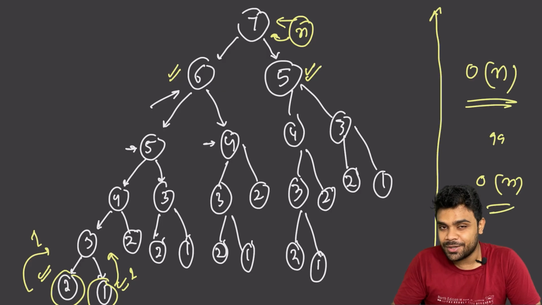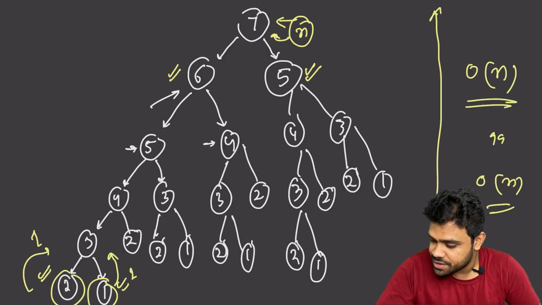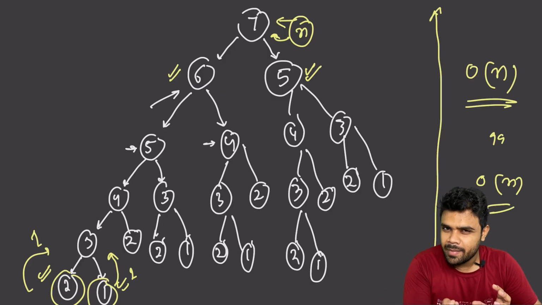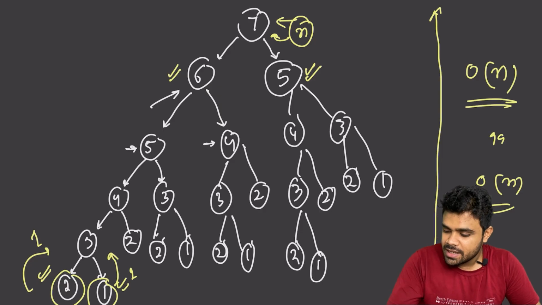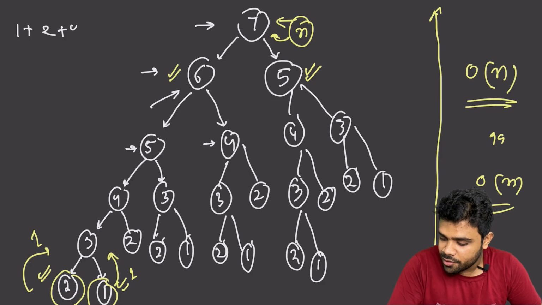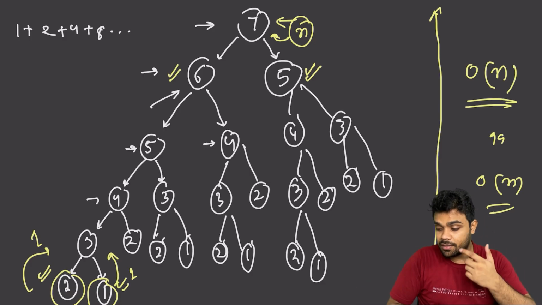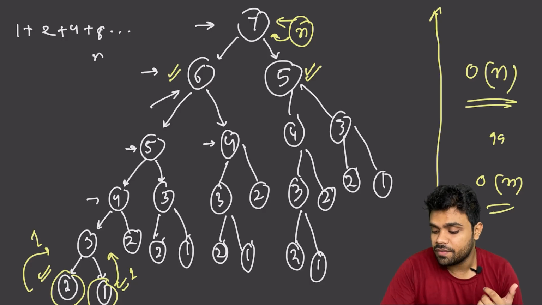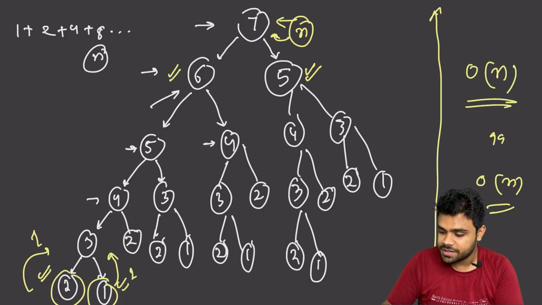But how many nodes are there? Let us calculate the number of nodes. Okay, this will be a little bit of mathematics. I hope you remember these formulas. So in the first level we have only 1 node. In the second level we have 2 nodes. In the third level we have 4 nodes. In the fourth level we have 8 nodes, and so on till n number of levels, because we have n number of levels obviously, and n is the height.